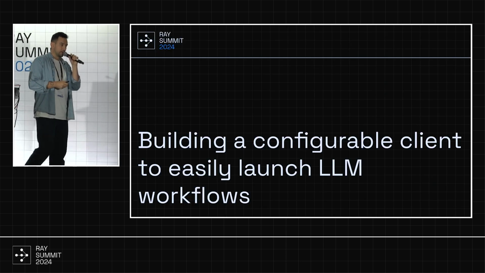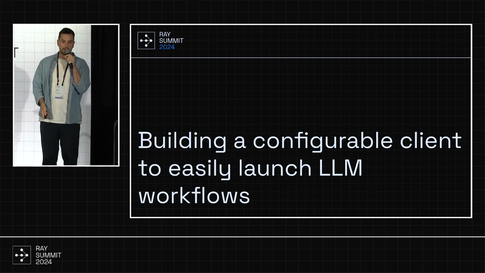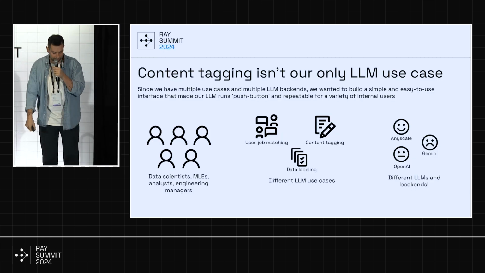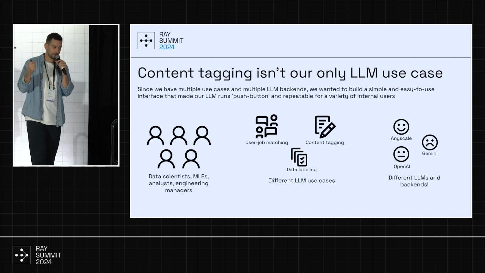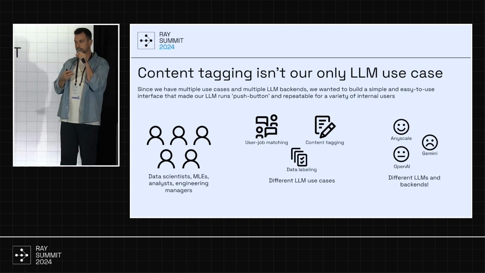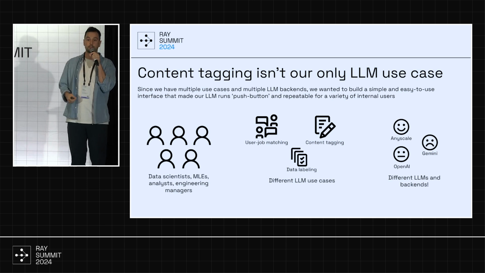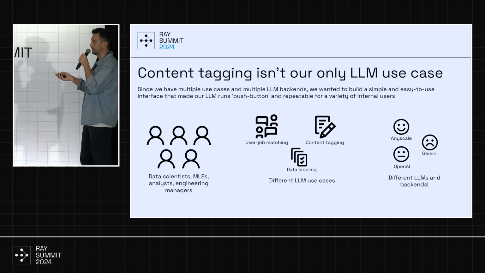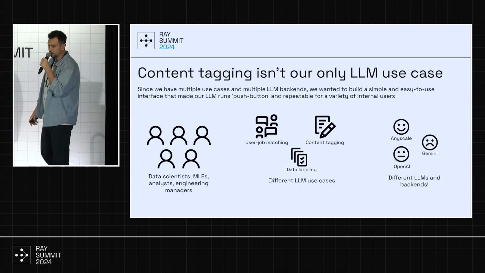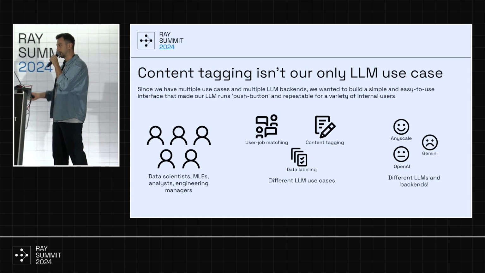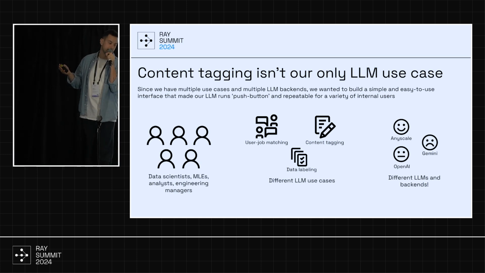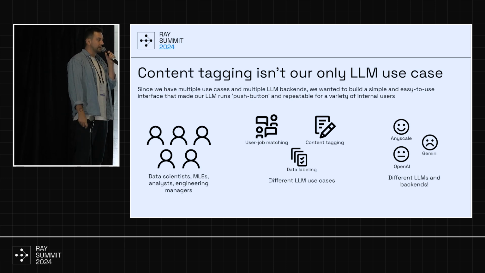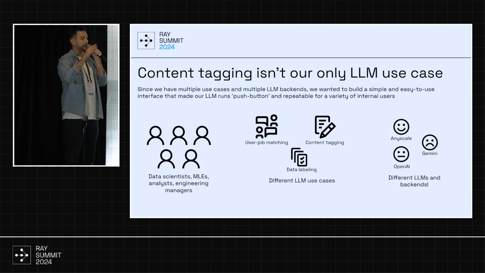But that wasn't all, right? Feed content tagging is one of the many use cases that we have. And there are many people internally that want to consume LLMs. So we have data scientists, MLEs, analysts, engineers, leadership. All of them want to either use LLMs or consume data from these LLMs in a reusable way. We also have multiple use cases like content tagging. We use LLMs to look at a user profile and a job profile and see how qualified they might be for that job. We also use it for a lot of other internal data labeling use cases that we can then use to train classic supervised models on.